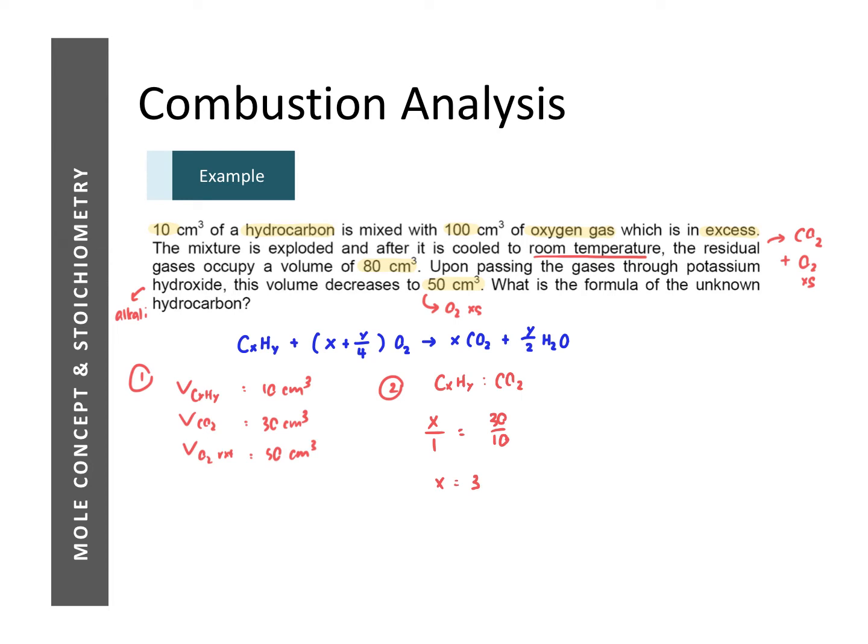Now if we were to compare the ratio between the hydrocarbon and the oxygen reacted, by comparing the coefficients again, we will have x plus y over 4, divided by 1, and that is equal to the volume ratio of 50 over 10. That means that x plus y over 4 is equal to 5, and given that x is equal to 3, we can find that y is therefore equal to 8. That means the formula of the unknown hydrocarbon is C3H8.